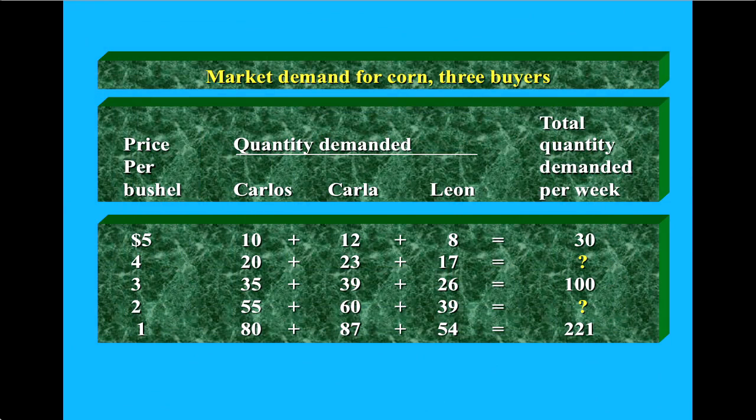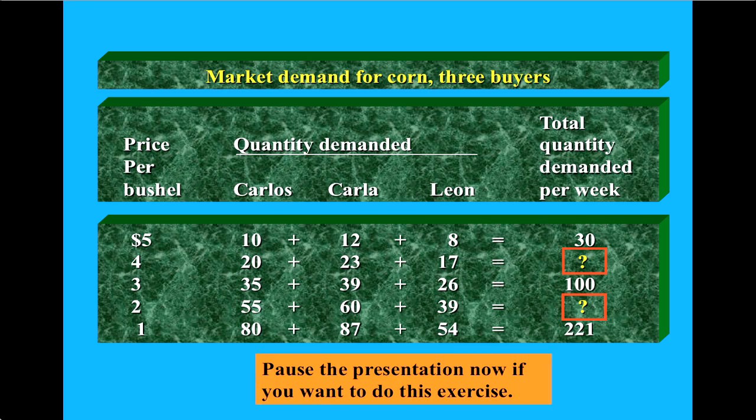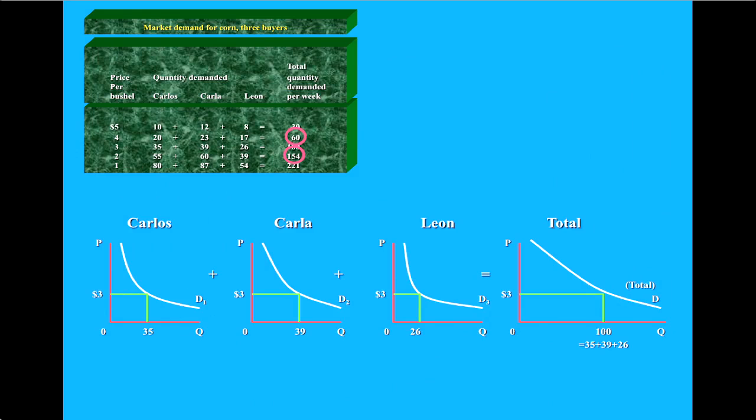To illustrate this distinction, let's start with the demand schedules of Carlos, Carla, and Leon for a private good like corn. Take a quick minute to fill in the blanks in the last column and then try to draw the individual demand curves and the market demand curve from this table. Here is what your figure should look like. Graphically, you can see that the market demand curve D is found by summing horizontally the individual demand curves D1, D2, and D3.